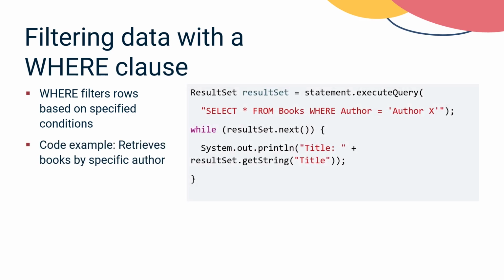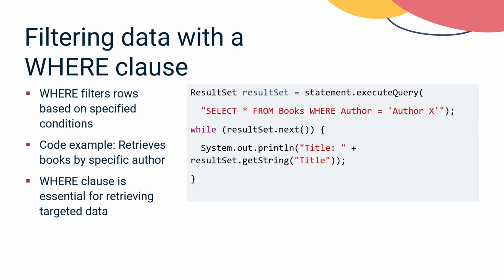The where clause filters rows based on specific conditions, allowing you to retrieve only the data you need. You can see this in this example, which retrieves books by a specific author. In this code, where author equals author X, filters the rows in the books table where the author column equals author X. The query only returns rows to the result set that meet the condition, and the next method is used to iterate over these rows.